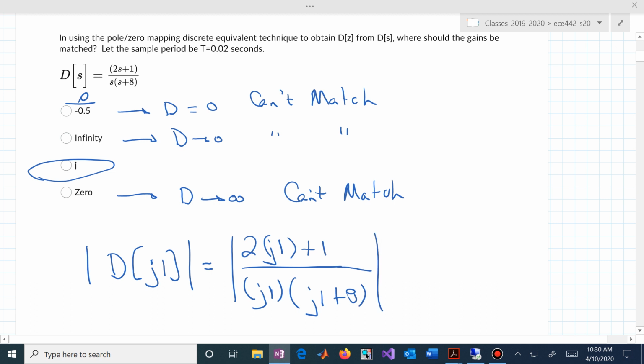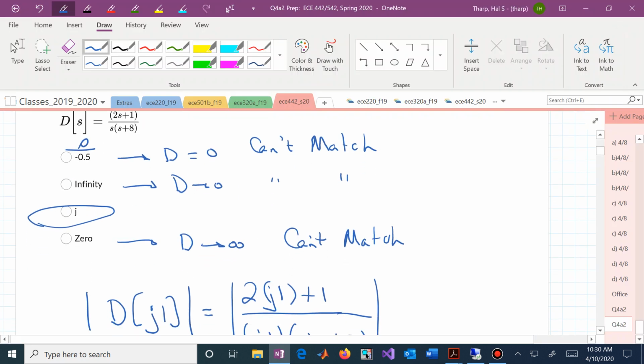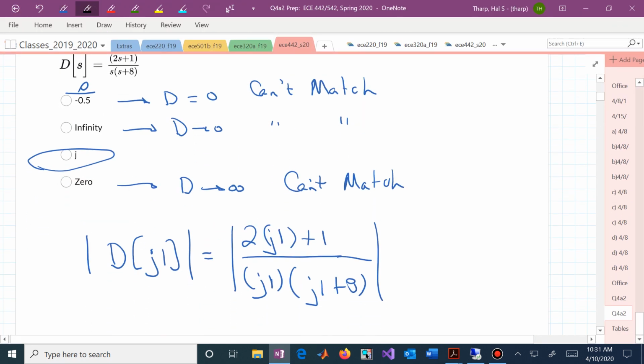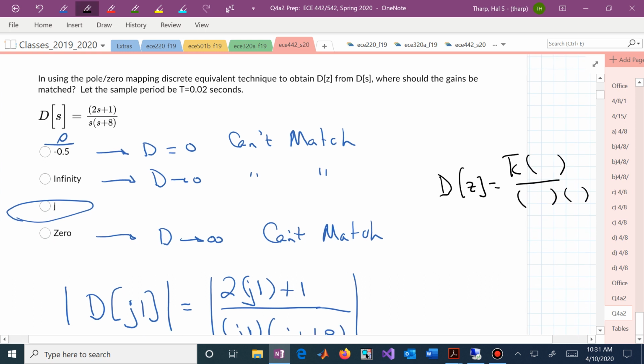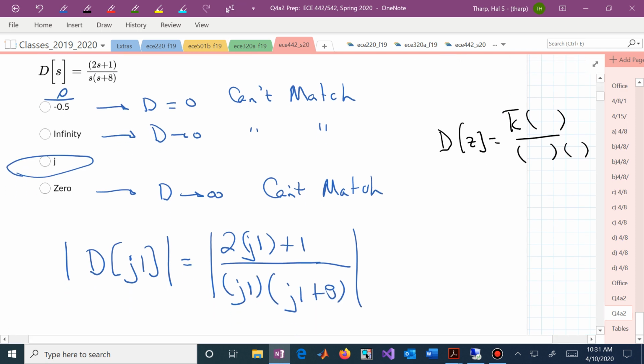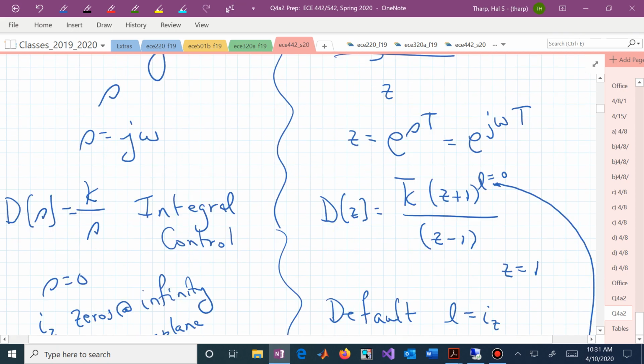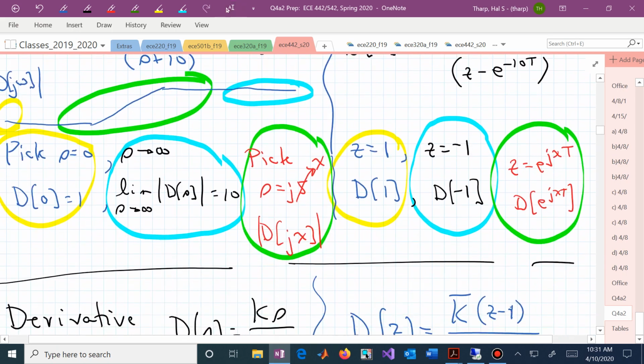And then you would match that with your value of d of z, which in this case would be some k bar over two different factors. And hopefully that now helps explain how you could approach that problem, and I'm hopeful that we will do better on a problem like that on the second attempt.